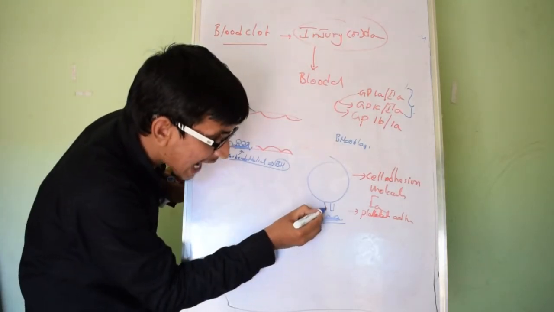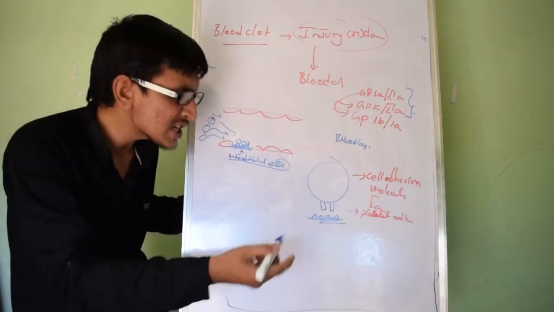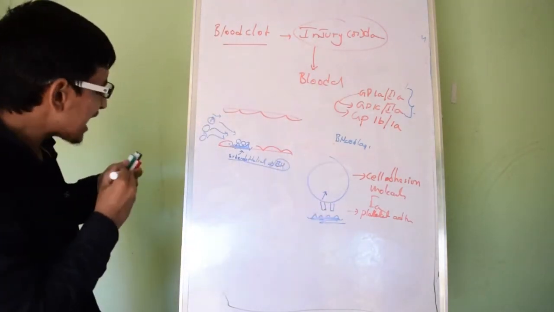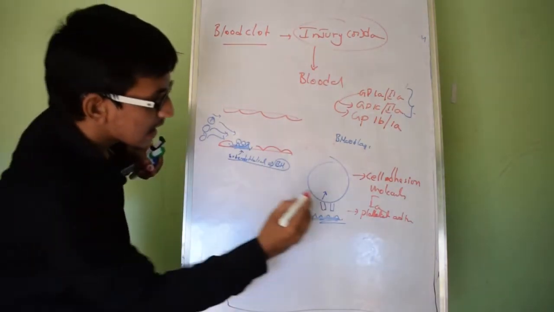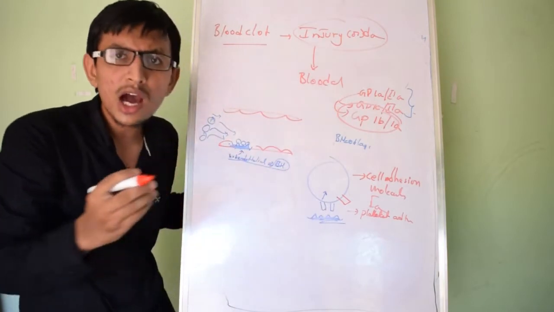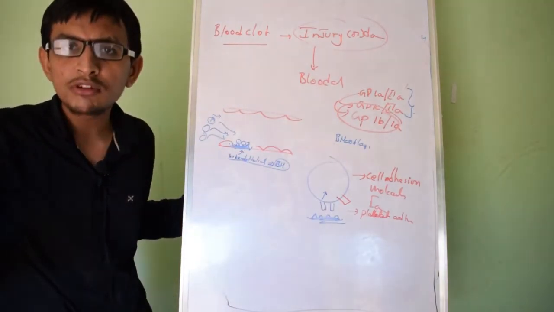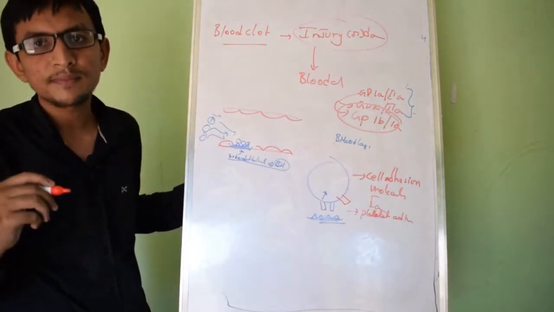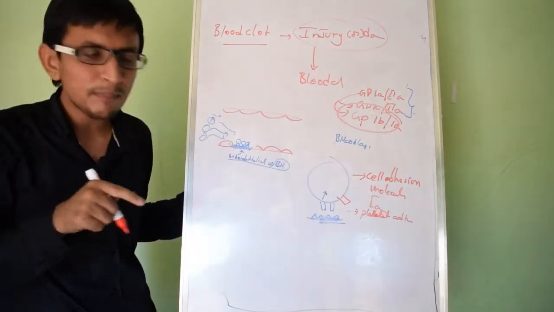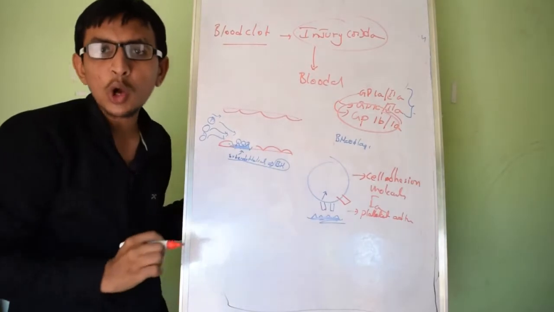They have a property of binding to the collagen as well as activating the platelet. Whereas glycoprotein 1B or 1A have only the property of activating the platelets, but not binding to the collagen.